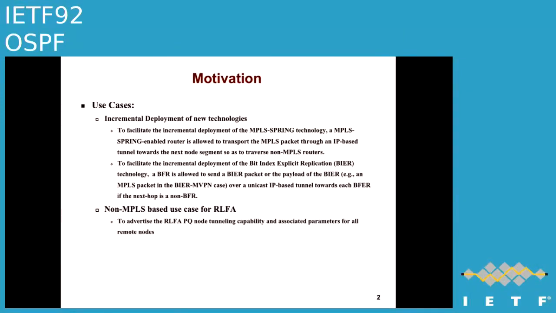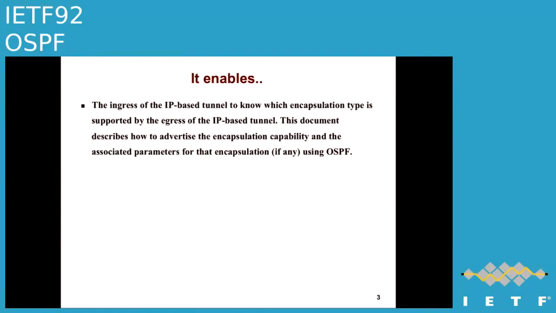The second case is non-MPLS based remote LFA, where once the PQ node is computed, it's non-MPLS based, obviously. So the node's tunneling capabilities need to be advertised to the rest of the network. So the remote node, which is establishing a tunnel to the PQ node to deliver the traffic to the eventual destination, can use that tunnel and the associated parameters to dynamically establish this tunnel. So the ingress of the IP-based tunnel can learn the encapsulation types supported by the egress IP node easily, and also the parameters. Next slide.